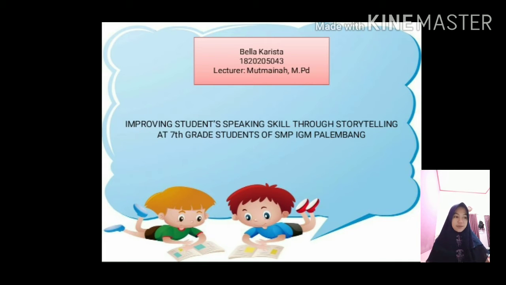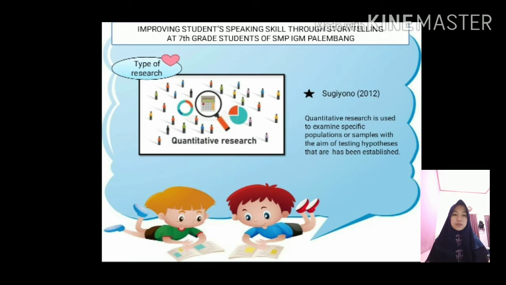Okay, so for the first, I'm going to explain about the type of research. The type of this research is quantitative research. According to Sugiono in 2012, quantitative research is a research which is used to examine specific population or samples, and sampling techniques are generally carried out randomly, and then the aim of the research is to test hypotheses that has been established.